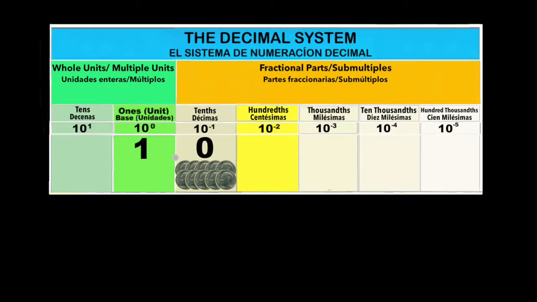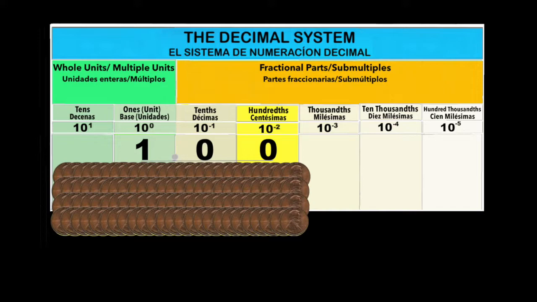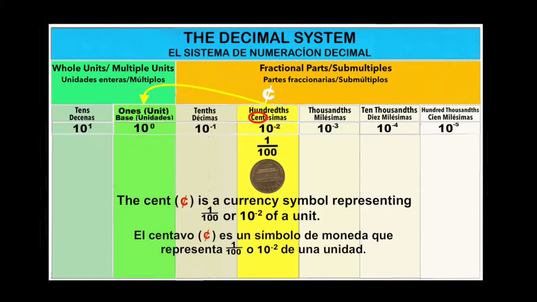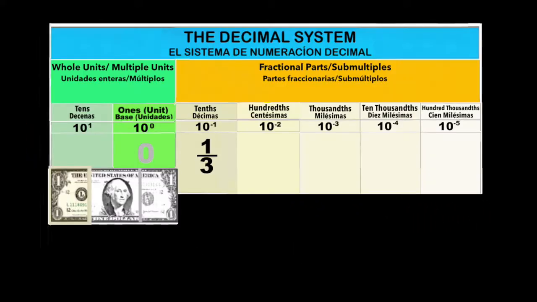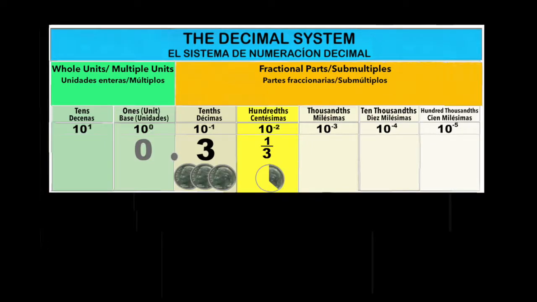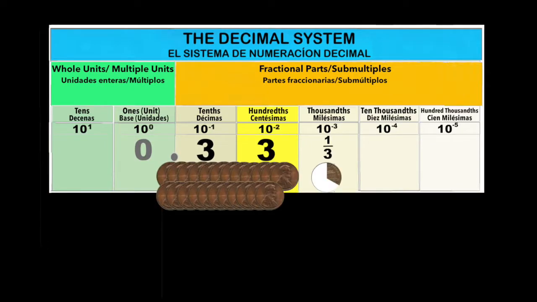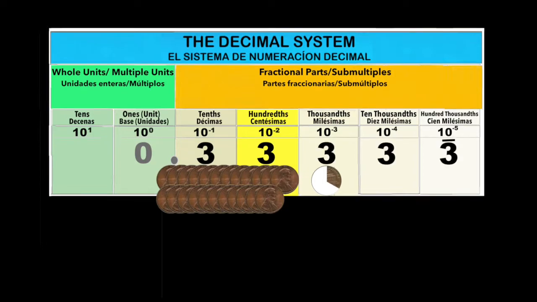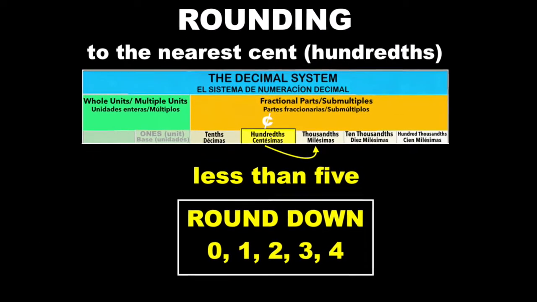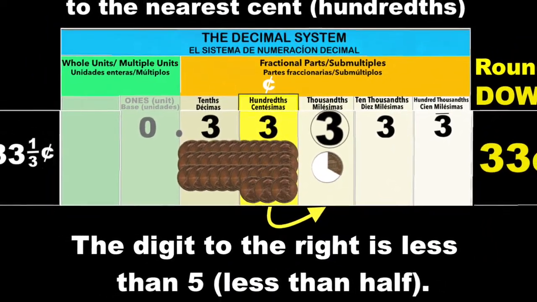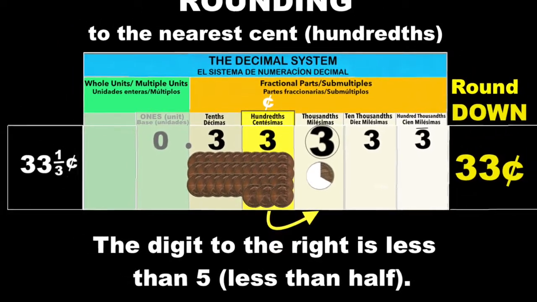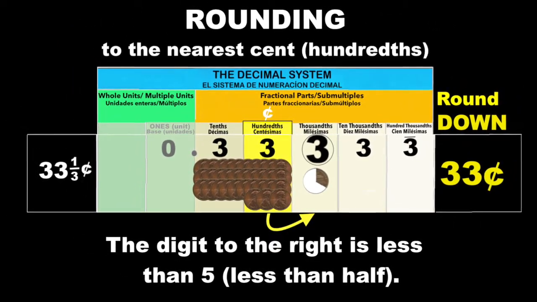$1, 10 tenths, 100 hundredths, or 100 cents. The cent is a currency symbol representing 1/100th of a unit. 1/3 of a dollar, 3 1/3 tenths, 33 1/3 hundredths. Round down. The digit to the right of the hundredths place is less than 5 or less than half. You round down to 33 cents.